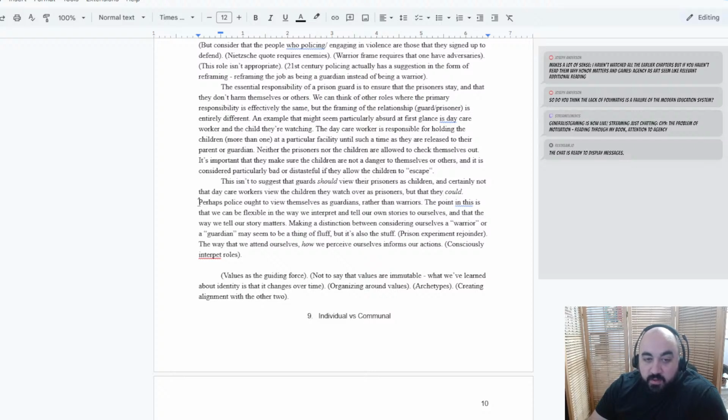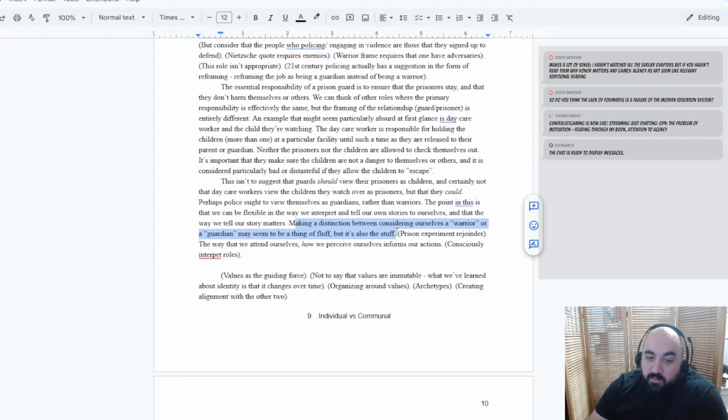Perhaps police ought to view themselves as guardians rather than warriors. The point in this is that we can be flexible in the ways in which we interpret and tell our stories to ourselves, and that the way we tell ourselves the story matters. Making a distinction between considering ourselves a warrior or a guardian may seem like a thing of fluff, but it's also the stuff. We like it when the fluff becomes the stuff.